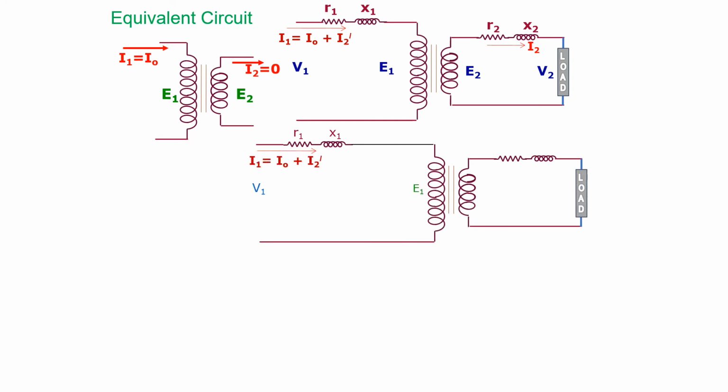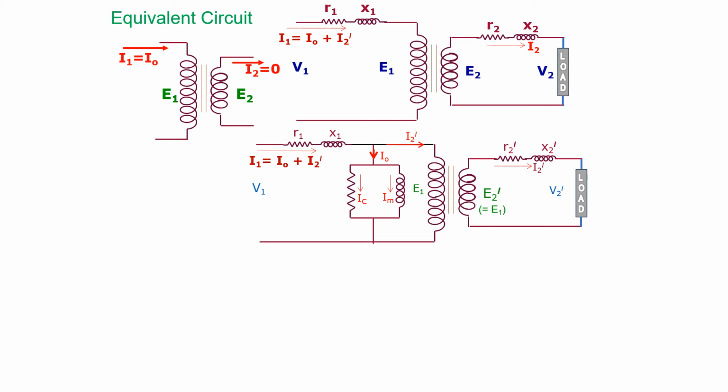Now in this, the input current is shown flowing into the magnetizing branch and into the primary winding as I0 plus I2 dash. The secondary EMF is written as E2 dash, which is equal to E1. It is referred to the primary side. Likewise, all the other parameters, resistance, reactance, and current, load voltage, all referred to the primary side.